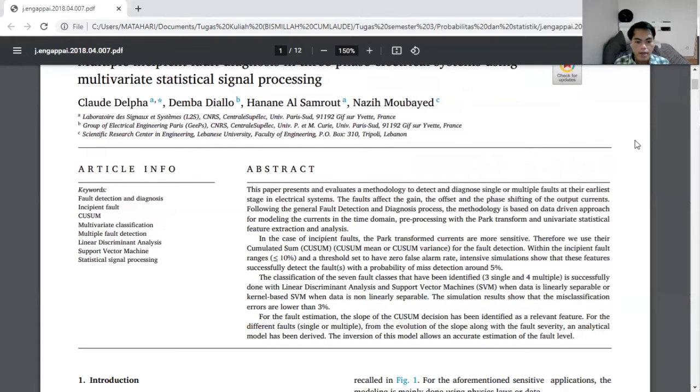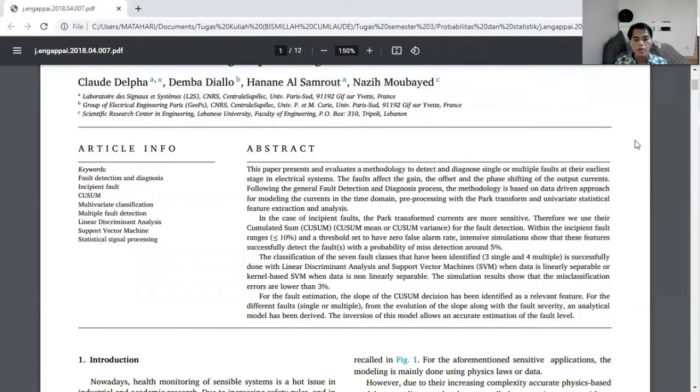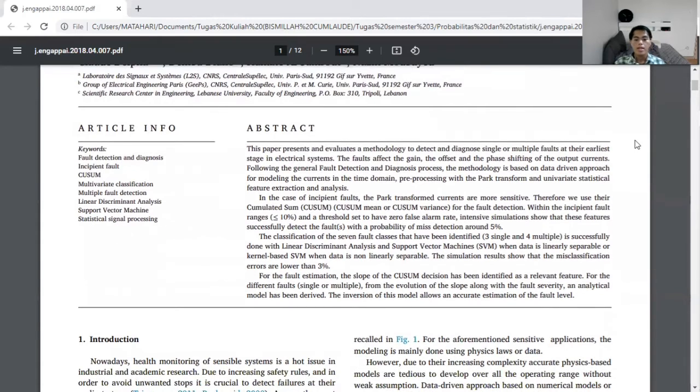Also, in the case of incipient faults, the Fourier transform currents are more sensitive. Therefore, we use the cumulative sum, just-sum mean, or just-sum variance for the fault detection within the initial fault range less than or equal to 10%, and the result said to have zero false alarm rate. Intensive simulation shows that these features successfully detect faults with a probability of misdetection around 5%.